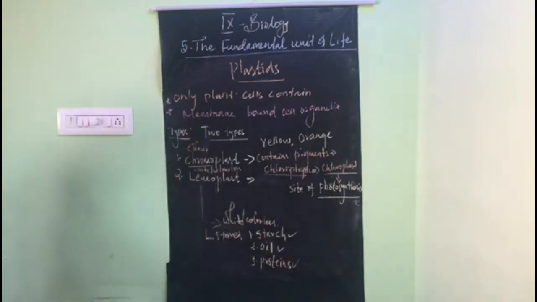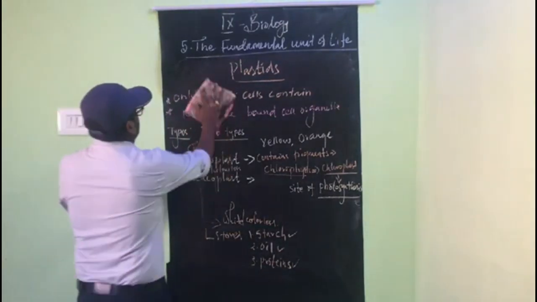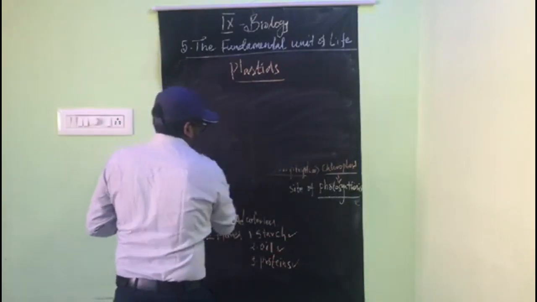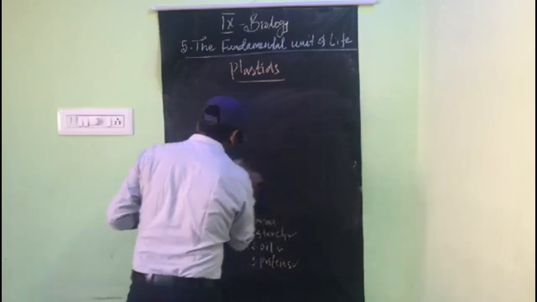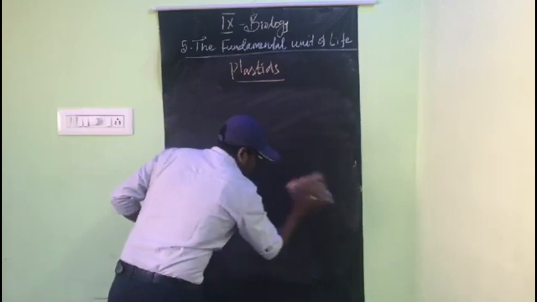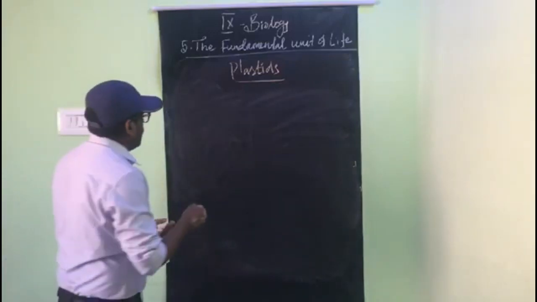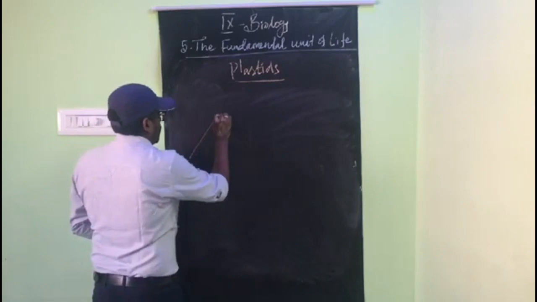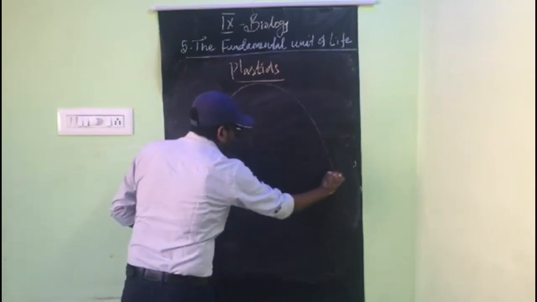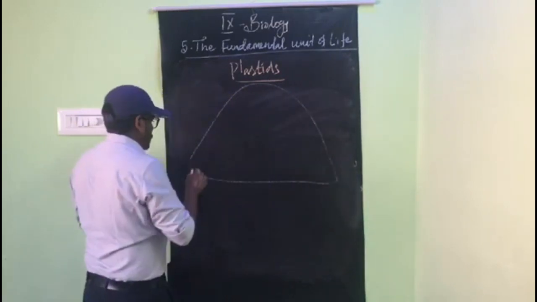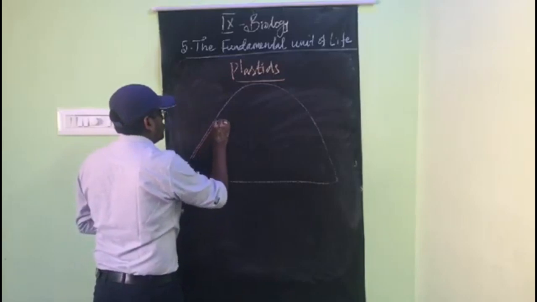Now let's see the structure. This is a membrane bound cell organelle. So there is an outer and an inner membrane present. This is the outer membrane and this is the inner membrane.